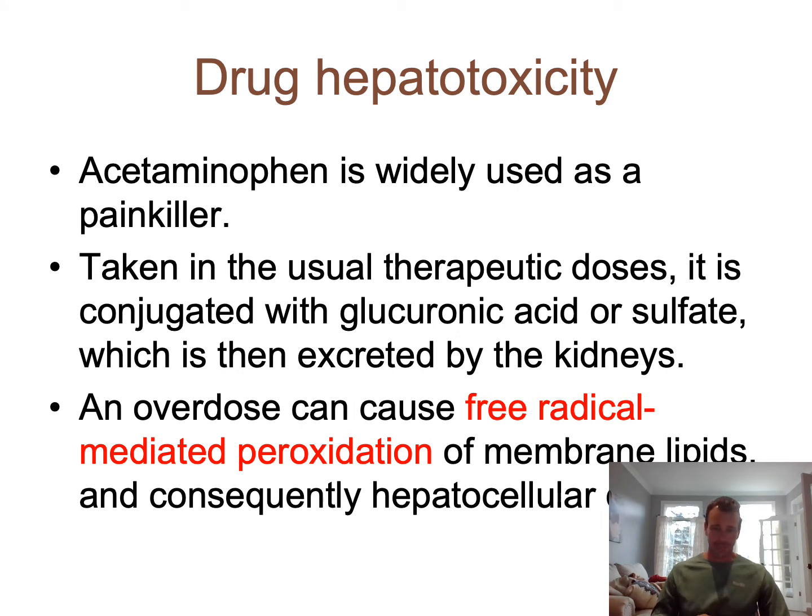Obviously, we know acetaminophen is a painkiller. As I said, if you take it at normal therapeutic doses, it can be conjugated with glucuronic acid or sulfate, which can be excreted by the kidneys, no problem. Whereas an overdose can lead to this free radical mediated peroxidation, and then these free radicals can lead to messing up membrane lipids and ultimately leading to damage of liver cells.